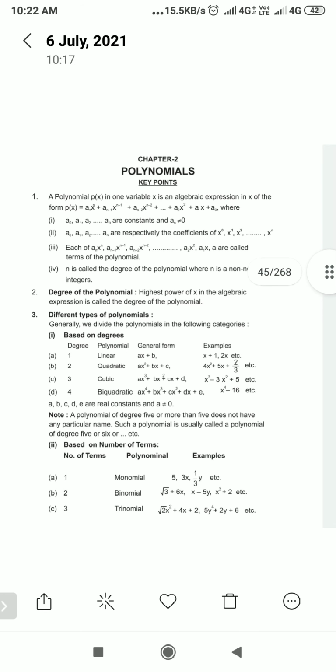What is n, class? It is the degree of the polynomial. Degree is nothing but the highest power of the variable. This is the second point only. The degree of the polynomial is the highest power of x in the algebraic expression.